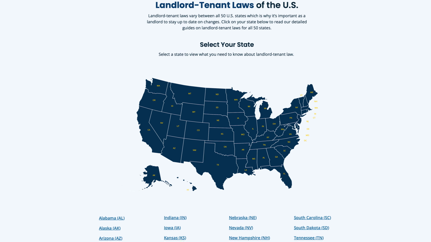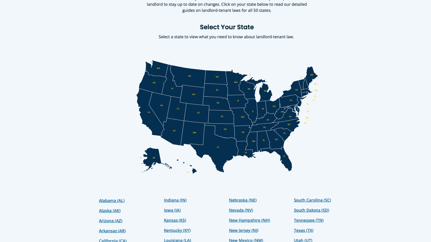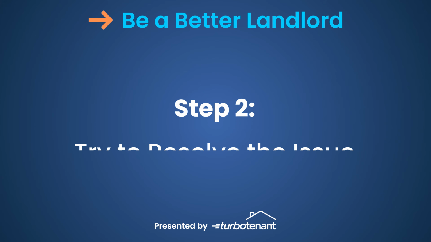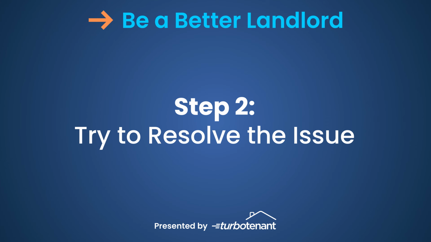Check them and your legislator's website to confirm before you make a move. Remember, take emotions out of it and follow the law. Step 2 is try to resolve the issue first.